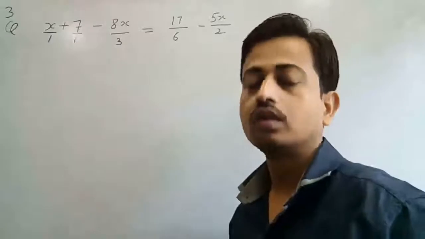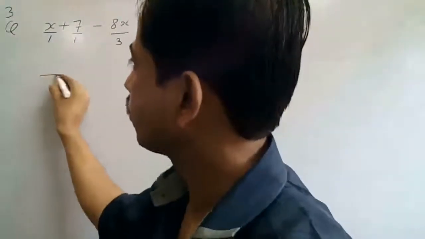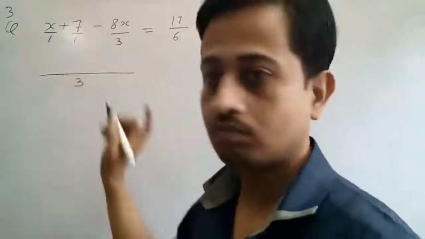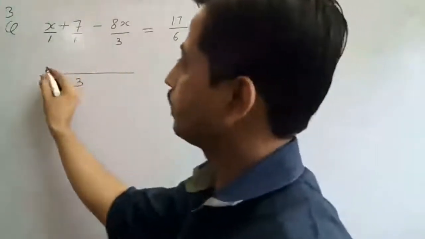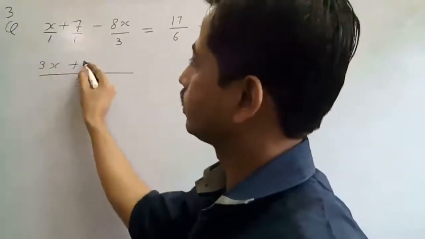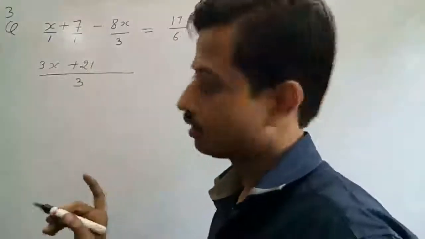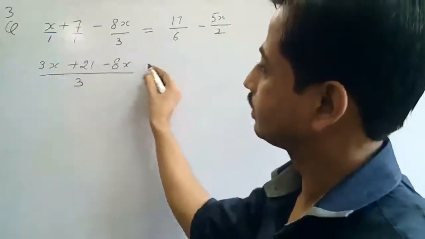So what we have to do? We have to do its LCM. What's the LCM of 3, 1, 1? We get 3. So if we divide 3 by 1, we get 3. So multiply it with 3 into x, 3x, plus 7 into 3, 21, and we have to multiply it by 1. We get minus 8x.